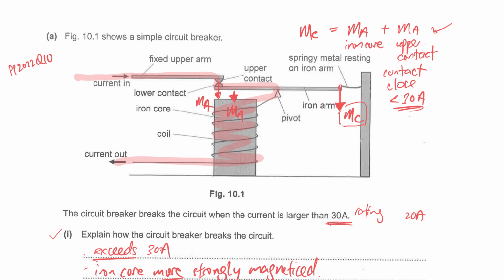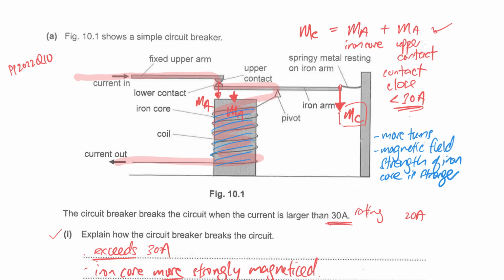So if I were to replace the coil with another one which has more number of turns, you must understand that the magnetic field strength of the iron core will now be stronger. All right, so even though the current flowing through it is less than 30, let's say assuming it's 20, very likely it will be strong enough to attract the iron arm and to break the circuit. So in other words, the current that's needed to break the circuit will be lower, or the circuit breaker rating will be less than 30.